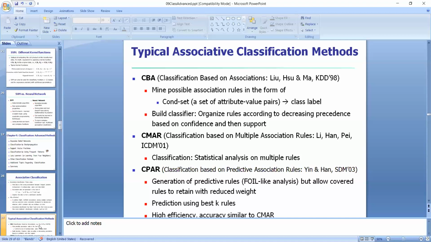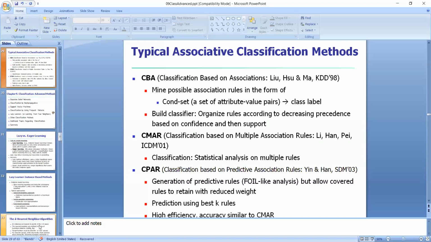Now coming to the third one, that is CPAR. CPAR is classification based on predictive association rules. During classification, CPAR employs a somewhat different multiple rule strategy than CMAR. Now here, if more than one rule satisfies a new tuple X, the rules are divided into groups to predict the class label of X, based on expected accuracy, right?